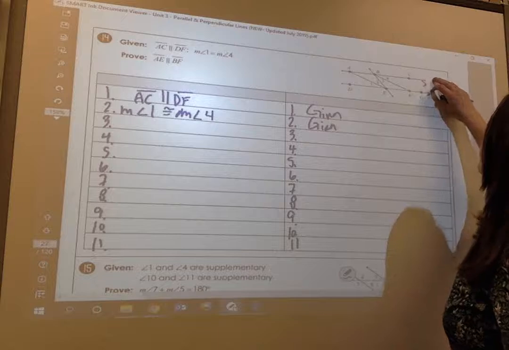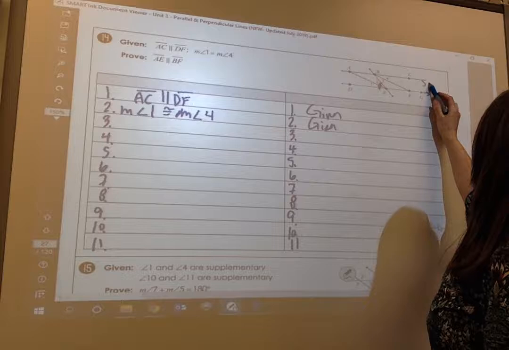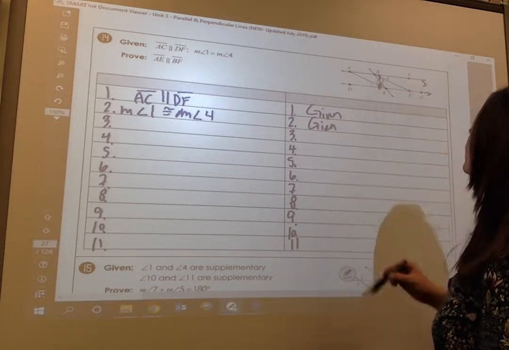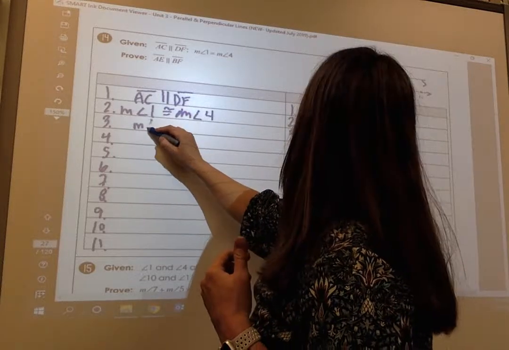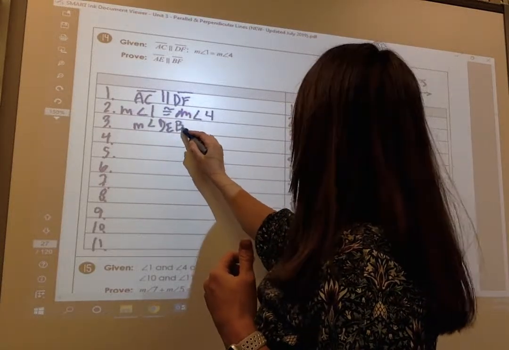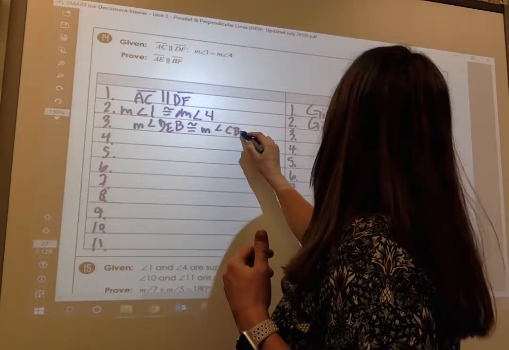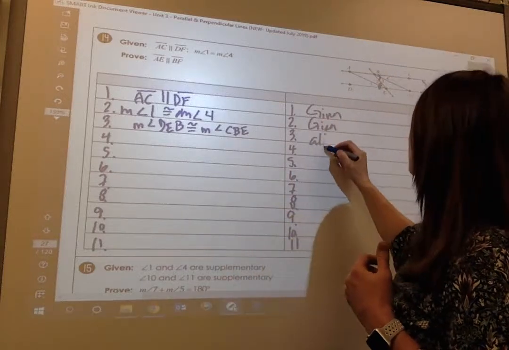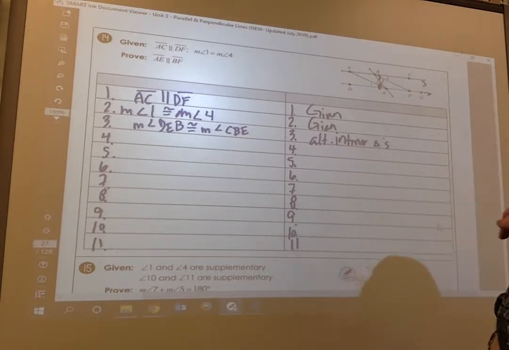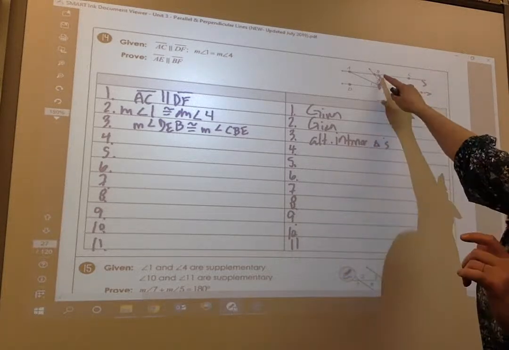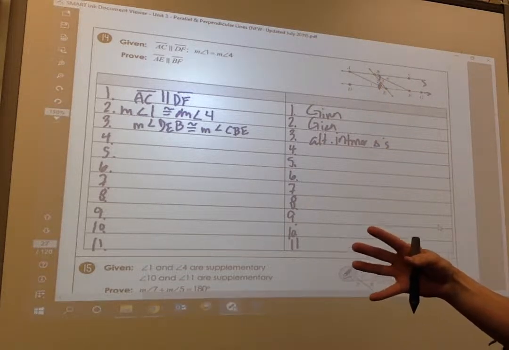I see that these are parallel, and I can see that DEB, this angle right here, is congruent to CBE, this angle right here. So watch what I'm going to do. I'm going to say that the measurement of angle DEB is congruent to the measurement of angle CBE. And that's alternating interior angles. Okay? Now, what that allows me to see is that alternating interior angles are congruent to each other.